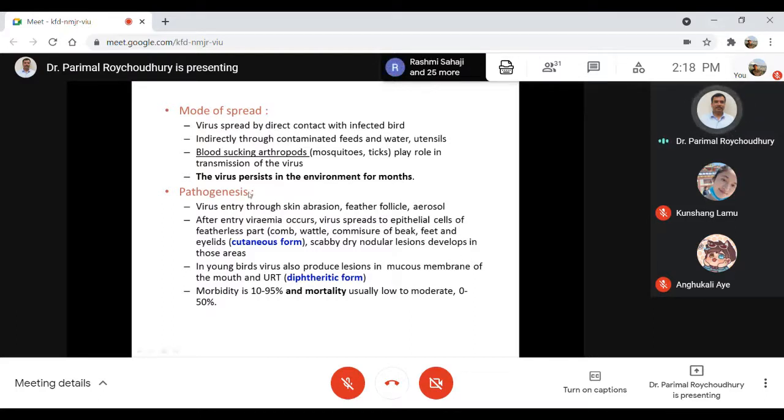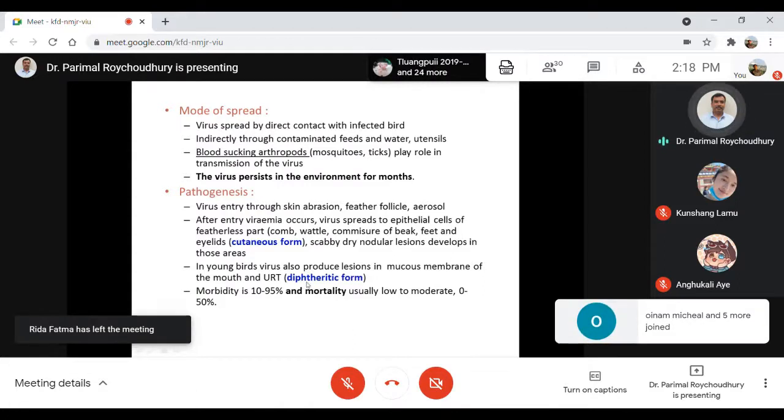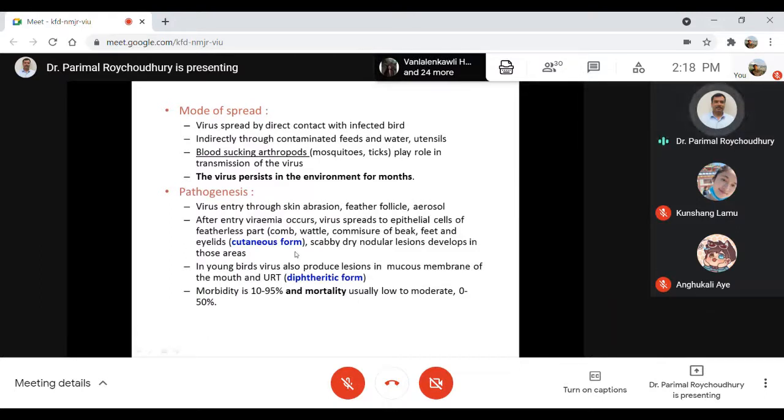Now, if you go to the pathogenesis, you'll find two different forms, which may occur simultaneously or individually. One is called the cutaneous form, where skin lesions are very prominent on the skin surfaces. At the same time, lesions also occur in the mucous epithelium, as in the diphtheritic form. So please note it down: there are two clinical forms, the cutaneous and the diphtheritic form. In the diphtheritic form, the mortality is higher than in the cutaneous form. However, both forms may occur, depending on the species of bird and its immune status, right? Morbidity may reach up to 95%, and mortality usually up to 50% can be seen in this type of infection.